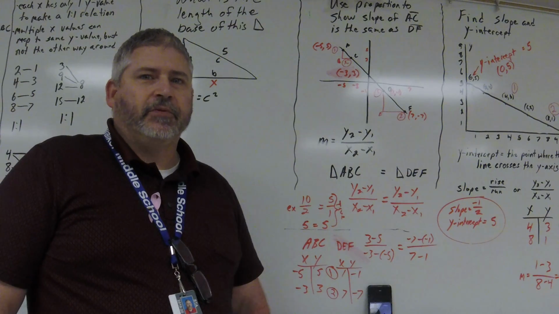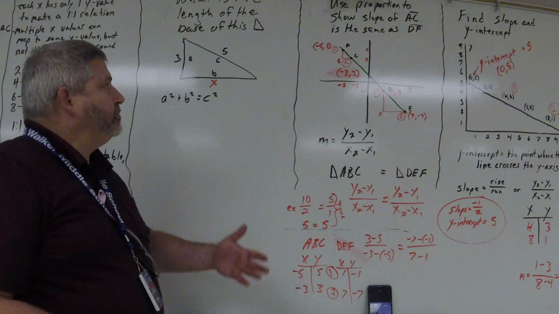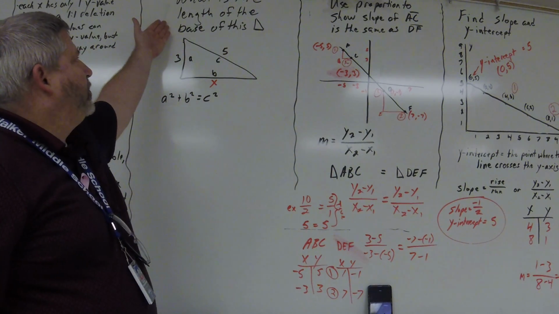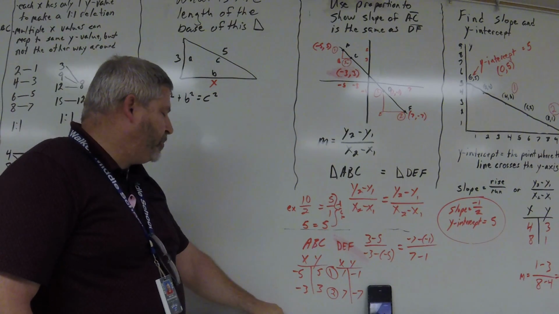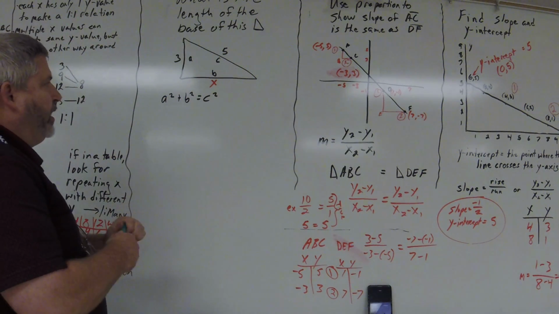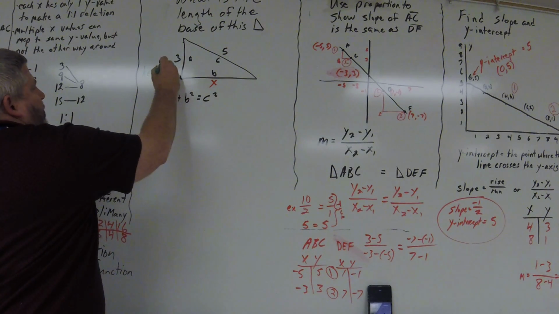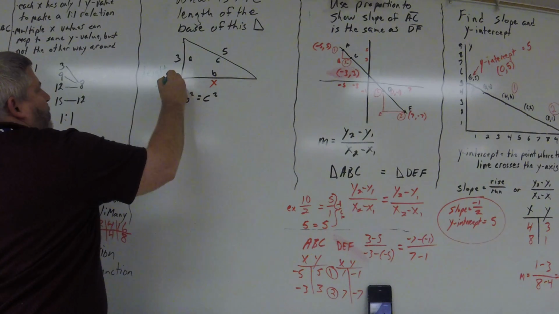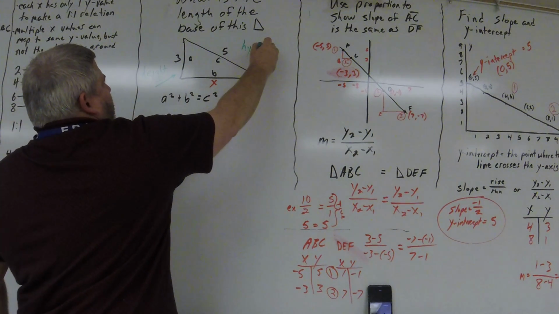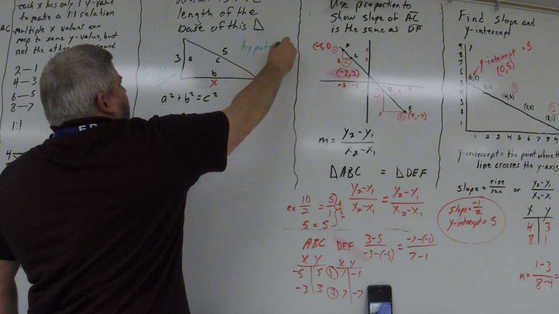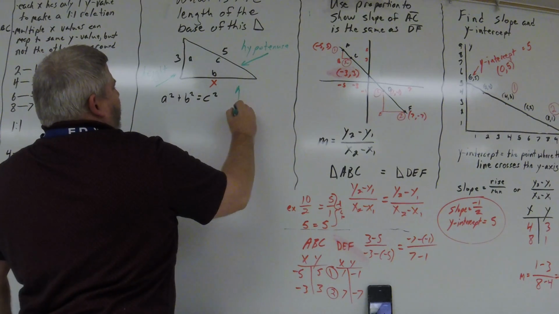So let's take the first one. What we want to know is, what is the length of the base of this triangle? Well, first of all, let's identify the parts. So we have the height, we have the hypotenuse, and we have the base.